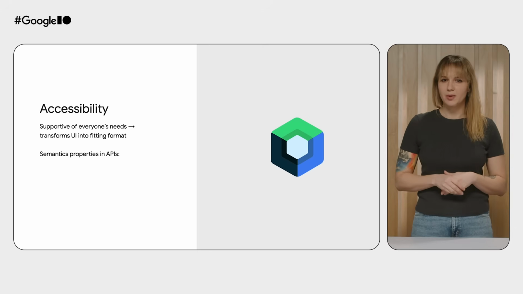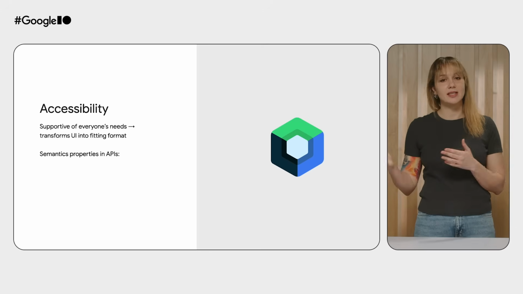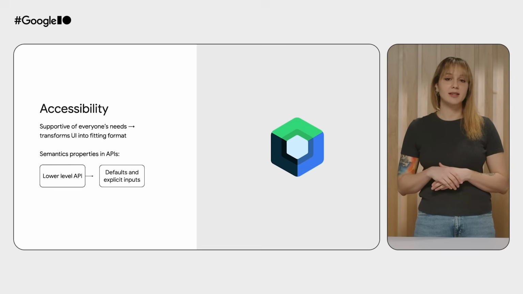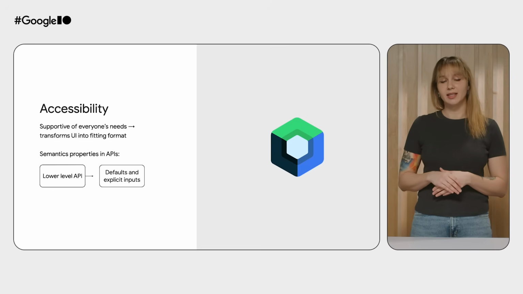Compose uses semantic properties to pass information to accessibility services. Lower-level APIs like clickable modifier or composables like image and text have a predefined way of handling this.